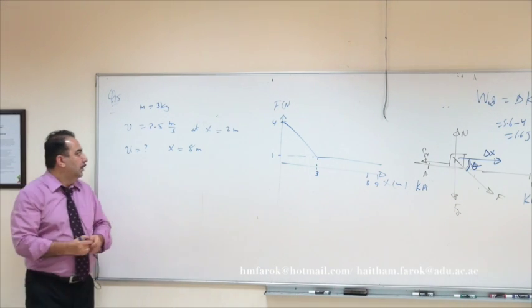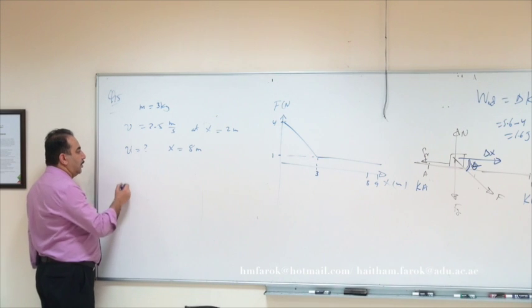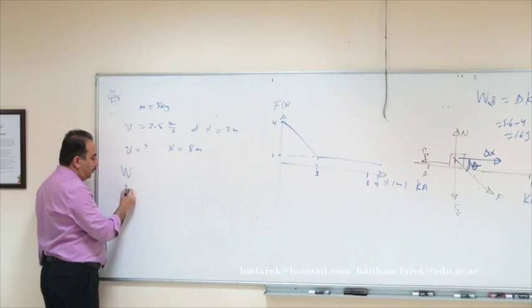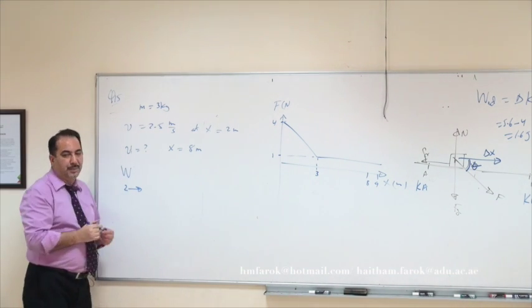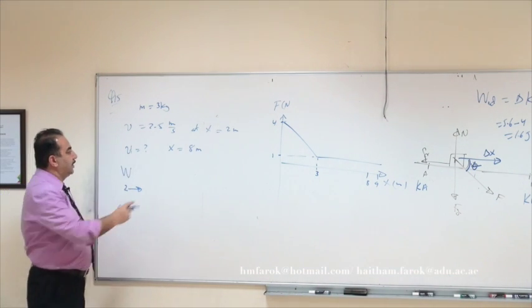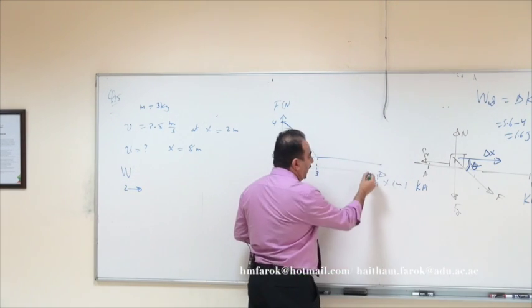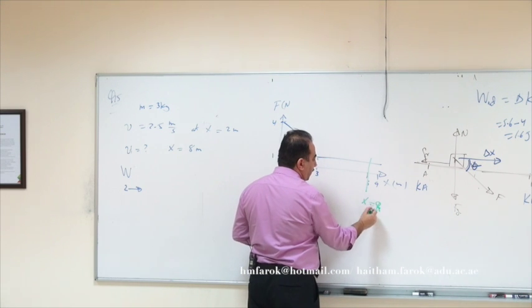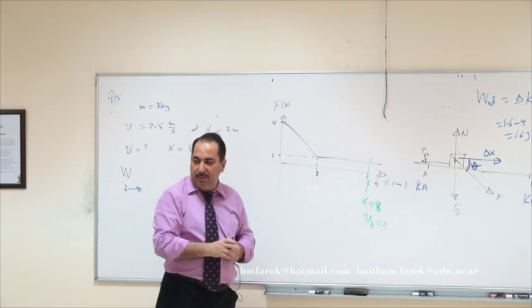Now, what's the question? Find the work done from 2 to where? Oh, sorry, not the work. Find the speed at 8 here. At 8, x equal 8. What is v at 8? What's the speed at 8? Okay.